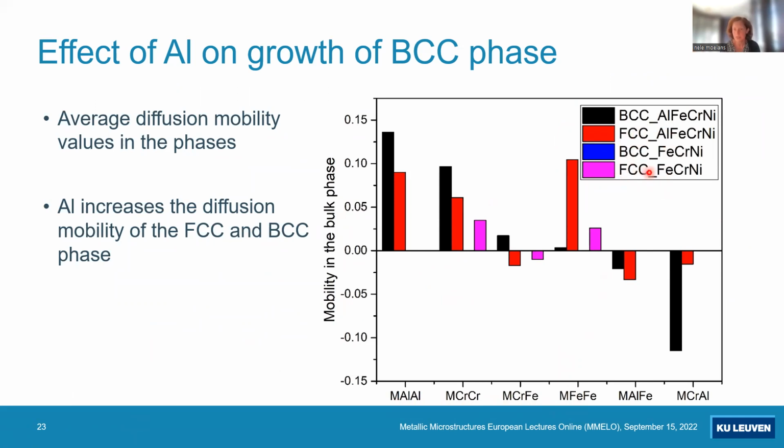So if we look for the BCC phase, for example, the red bar is the one for the aluminium containing alloy, and the magenta one is then the one for the ternary alloy, and it's always lower. And this is a bit surprising because people always talk about the sluggish effect of high entropy alloys. So the more elements you add, the slower the diffusion would go. But for this alloy, it turns out that aluminium actually increases the diffusion mobility in the FCC phase, meaning that the growth of the BCC phase goes faster, but probably also the porosity.